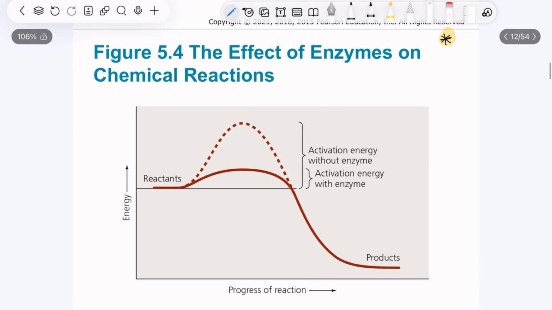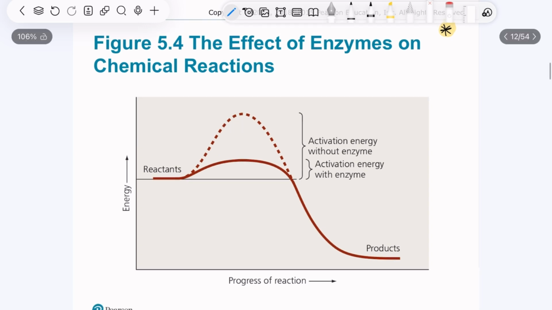And so then, this is the effect of enzymes on chemical reactions. Now, I already played a video on this earlier, so I'll just be explaining it here. So enzymes catalyze the reaction by lowering the activation energy. That is the energy needed to trigger the reaction. So this is without an enzyme, and this is with an enzyme.